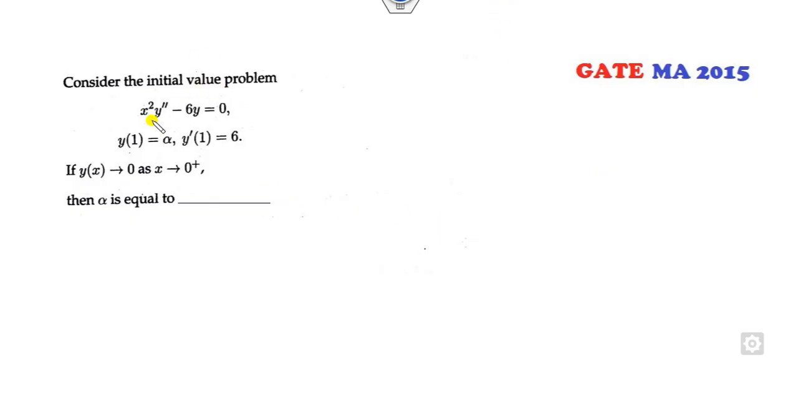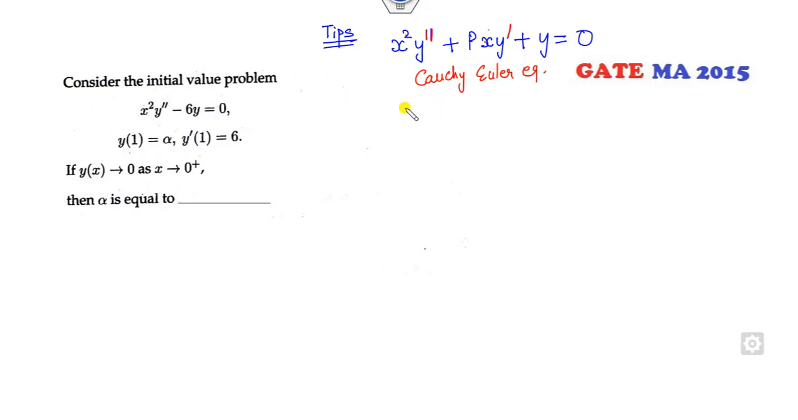Okay, again an initial value problem, now with y double dash. Always remember these simple tips. Whenever you have the equation x square y double dash plus p x y dash plus q y is equal to 0, remember, if it is a second derivative, it's x to the power 2; if a first derivative, x raised to power 1. This is called the Cauchy-Euler equation. So how can you solve that? You can write directly: m square plus (p minus 1) m plus q is 0.